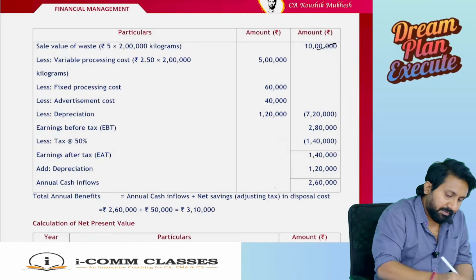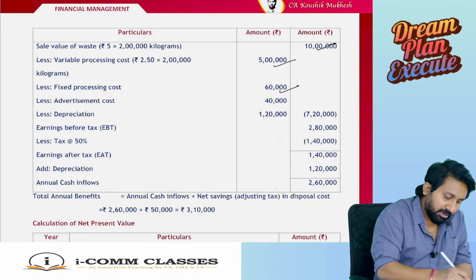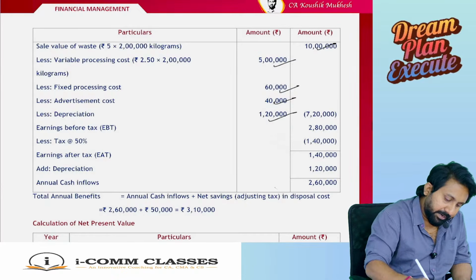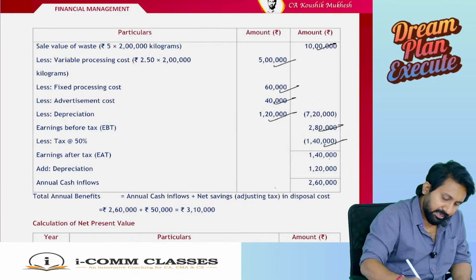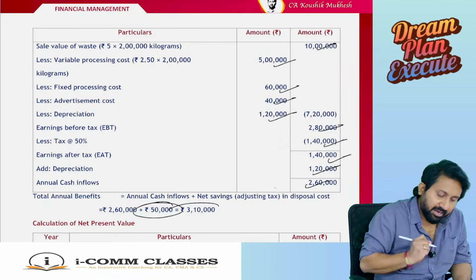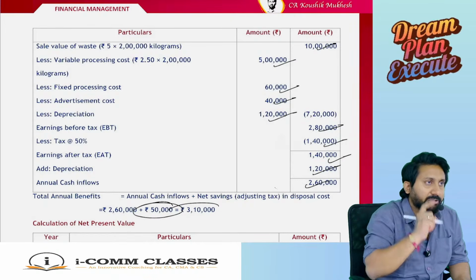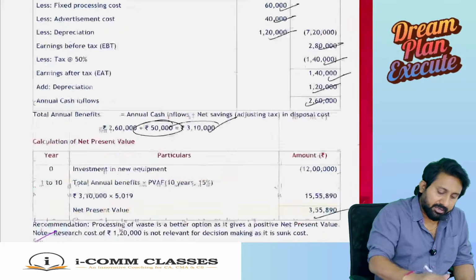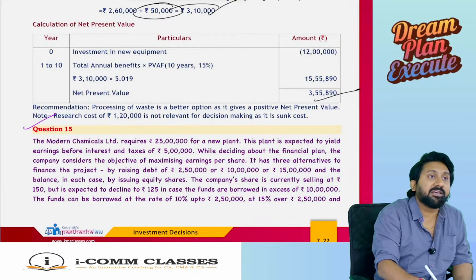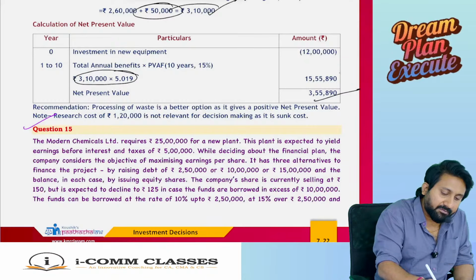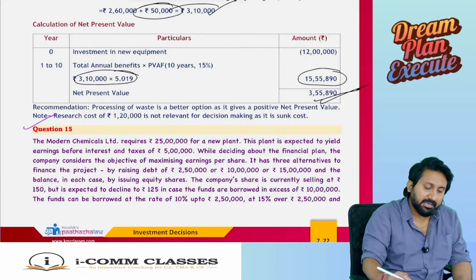Sale value, variable cost, fixed cost, advertisement, depreciation, EBT, tax, EAT, depreciation, cash flow. Plus another 50,000 is the net savings on disposal cost. Totally 3,10,000 is our net income. The 3,10,000 will come for around how many years? 10 years. So 3,10,000 into 5.01 in annuity factor, we got this value. Exact same answer has come.